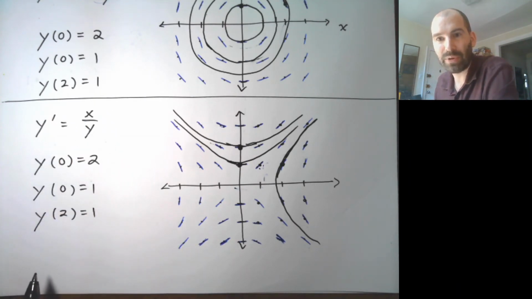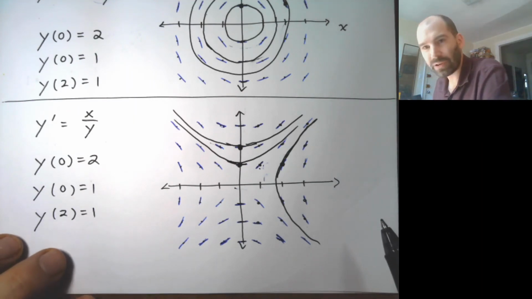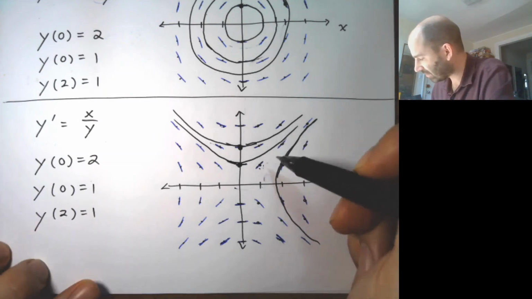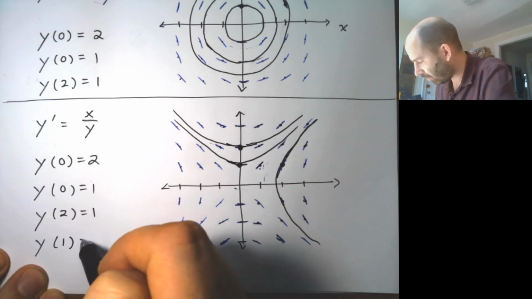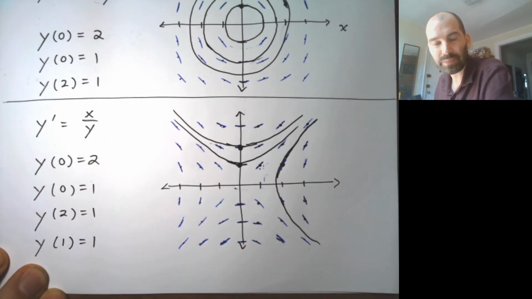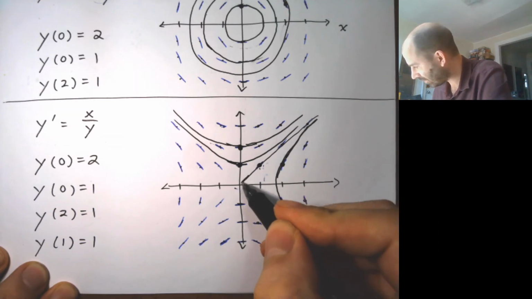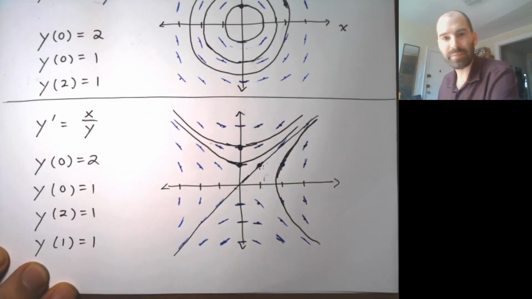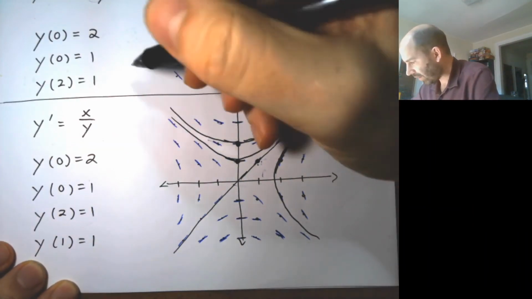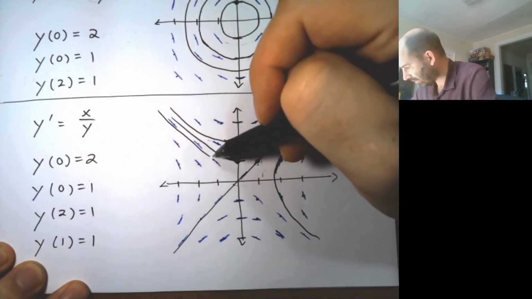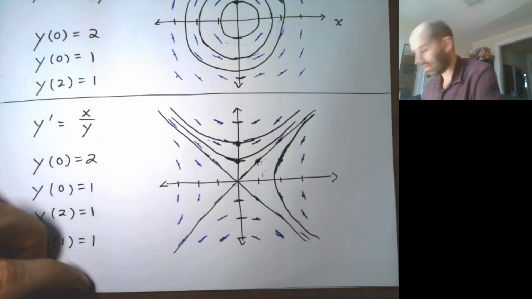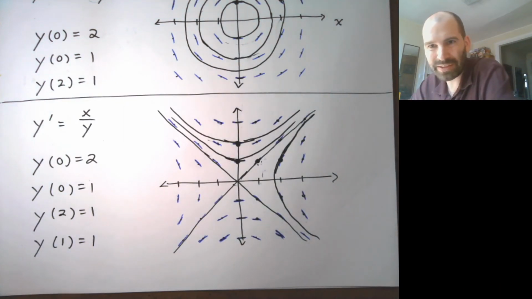These are all hyperbolas. Not only hyperbolas are we getting, though. Do you see some other curves we're getting? What if I started with the initial condition y of 1 equals 1? Well, now I'm starting here. Now I'm just following this straight line, right? So we also have, and if I said y of negative 1 equals 1, I'd have this line here, right? So we also get some lines in here.